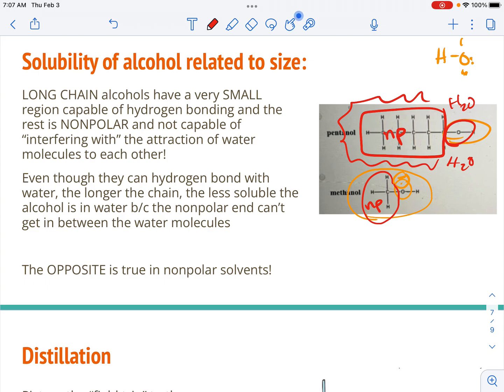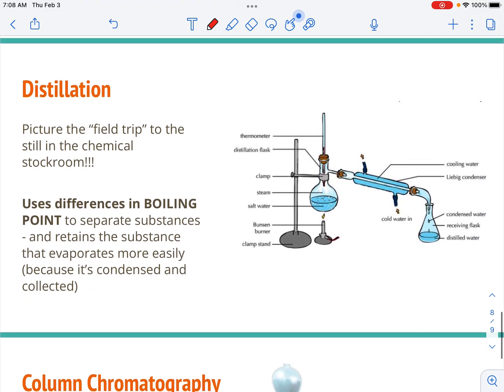And you want to picture that in water, right? The opposite is true of nonpolar solvents because they are so nonpolar. They just kind of randomly are more likely to be able to fit in and make new London dispersion forces. So that's just something to keep in mind as you're looking at things.